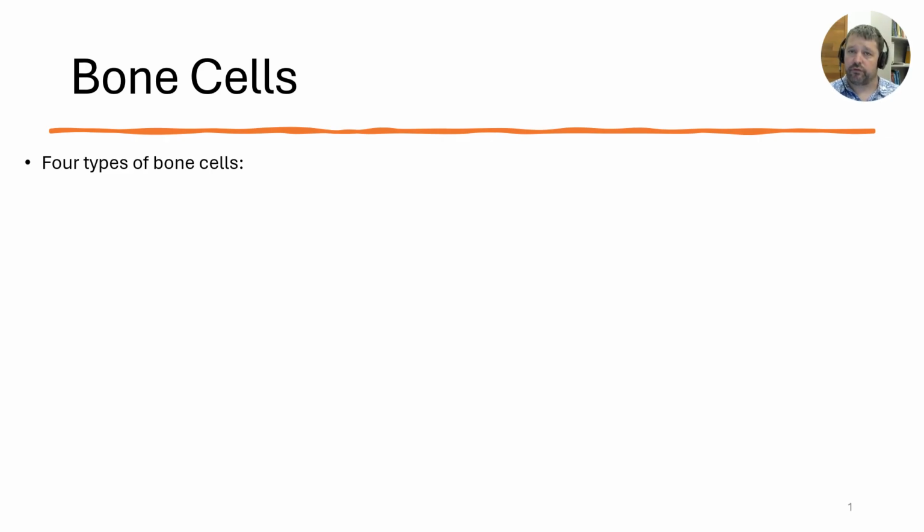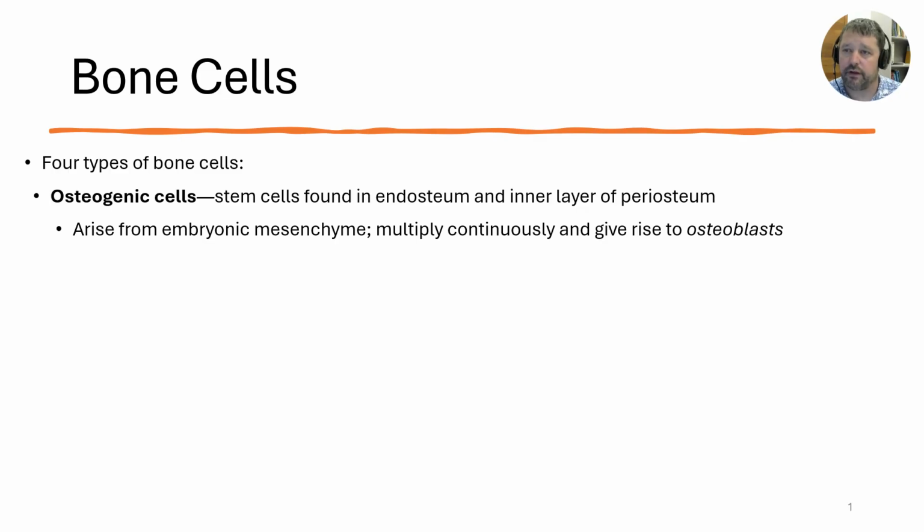The cells themselves are what lay down, in some cases, the calcium phosphate material which is going to become bone. There are four main types of bone cells, and in some cases they're complementary to each other. In other cases, they're the opposite of each other. The first one that we're going to talk about is osteogenic cells.